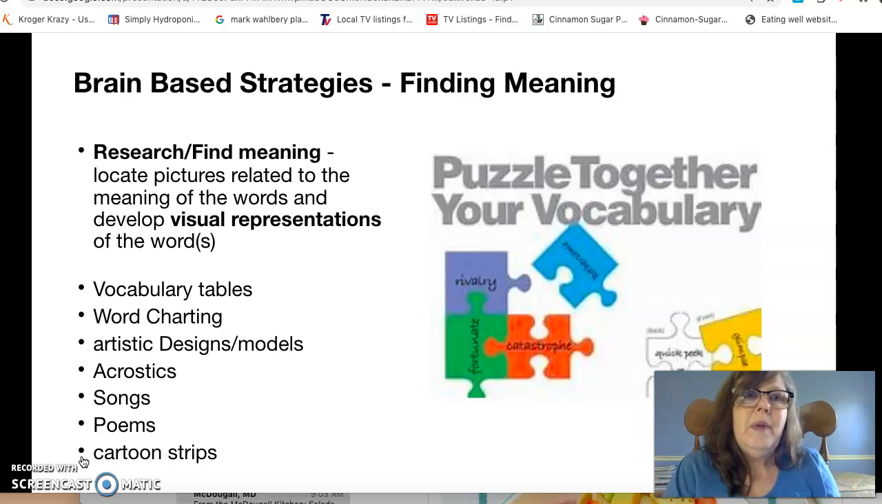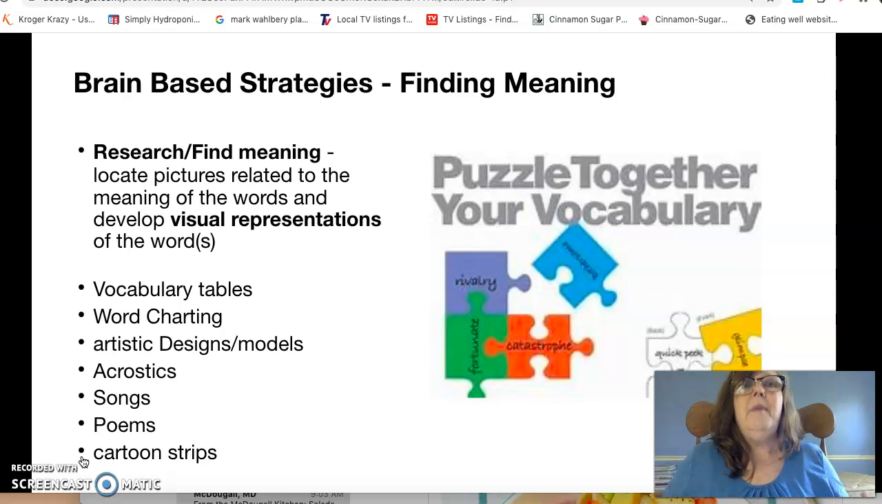First, we're going to talk a little bit about the brain-based strategies or finding meaning. This is when you ask the students to actually look up and locate information that represents what they think the meaning of the word is. It can be after they have the definition. It can be while they have the definition and they're putting a match to it with pictures. But here are a few ways that I do it. I use foldables, which we're going to get into a little while later.